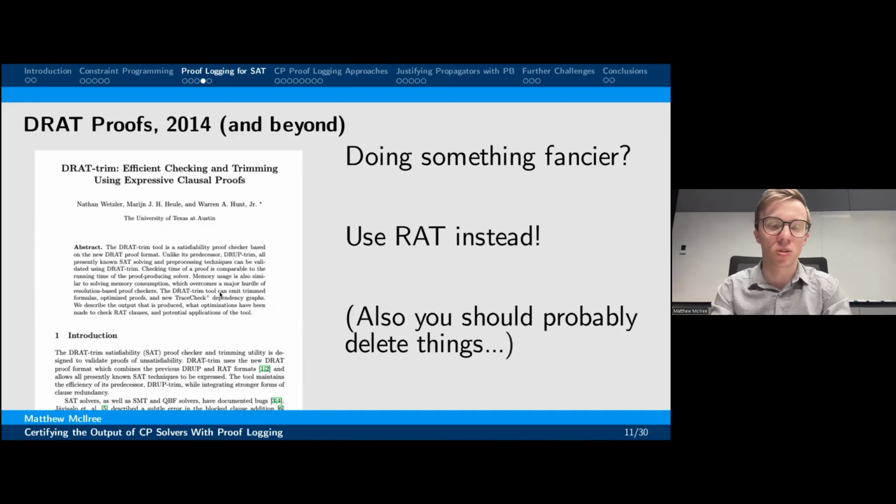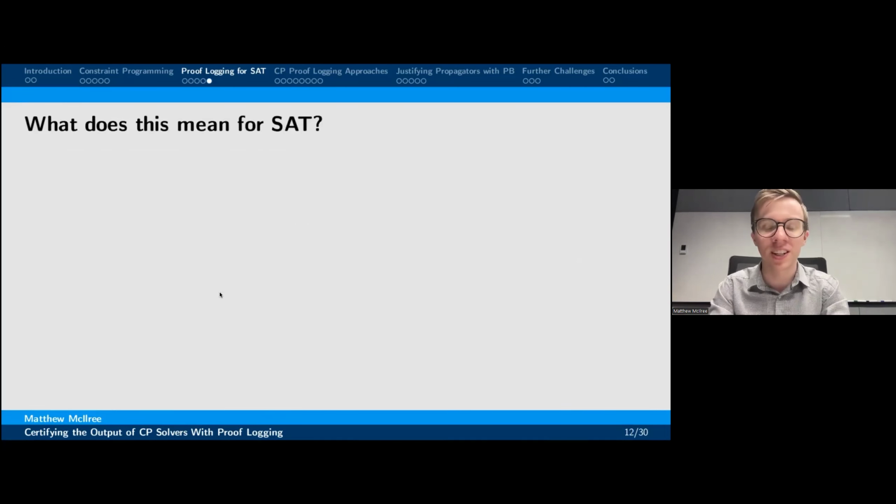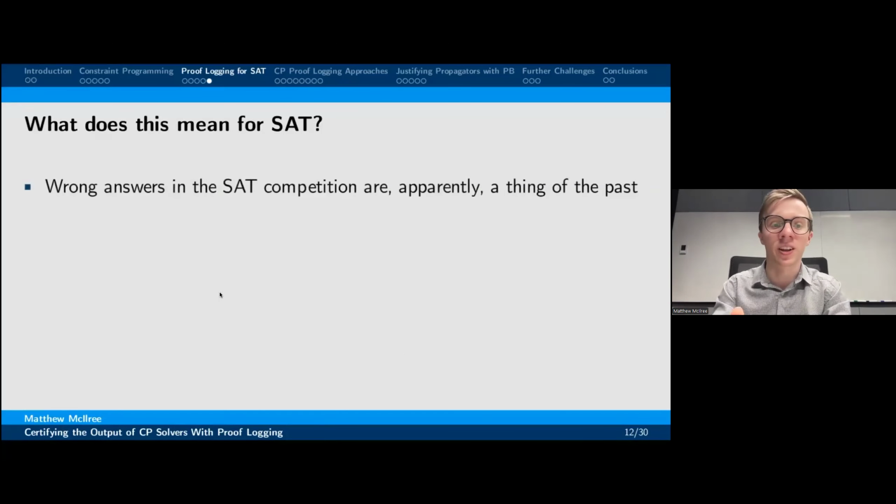And as such, because of the extreme benefits of proof logging for certification and for trusting your solver, for unsat proofs or for unsat instances, SAT solvers produce proofs basically as standard. So like I said, I've been reliably informed that unlike the MiniZinc Challenge, wrong answers in the SAT competition are apparently a thing of the past.